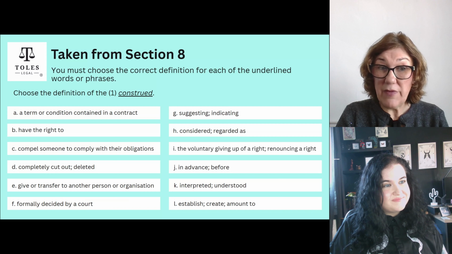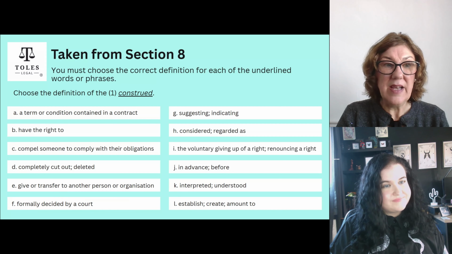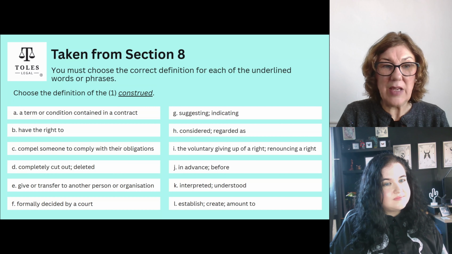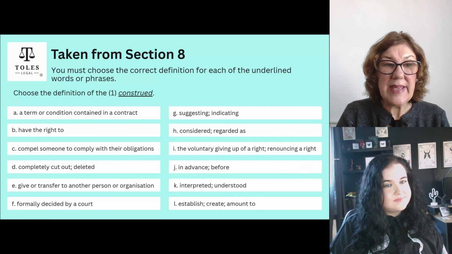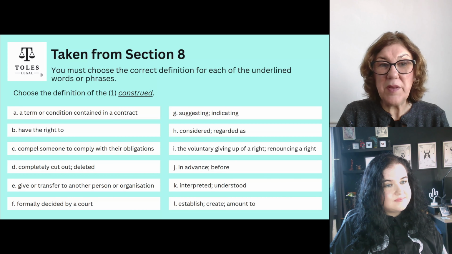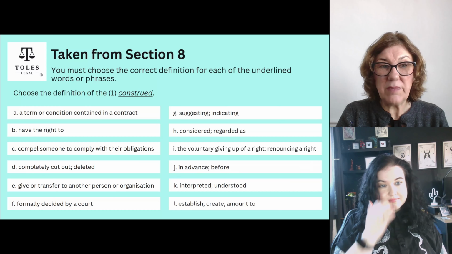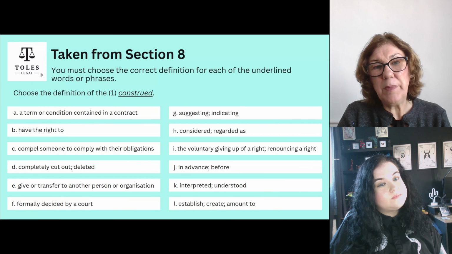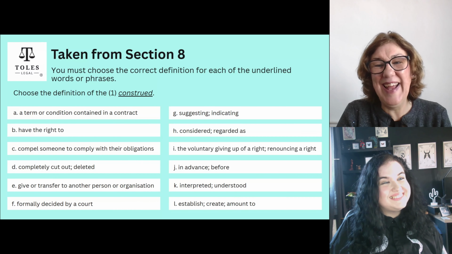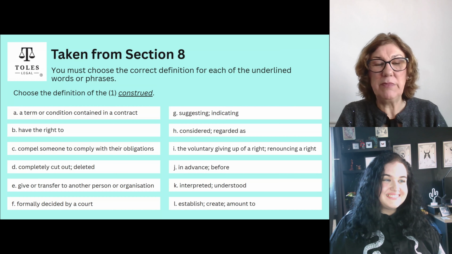So I will very quickly read you the options. Do you think construed means a term or condition contained in a contract? Have the right to compel someone to comply with their obligations? Completely cut out, deleted, give or transfer to another person or organisation? Formally decided by a court? Well, I'm going to help you if you don't know and say it's none of those. The answer is in the second column. Here we go.